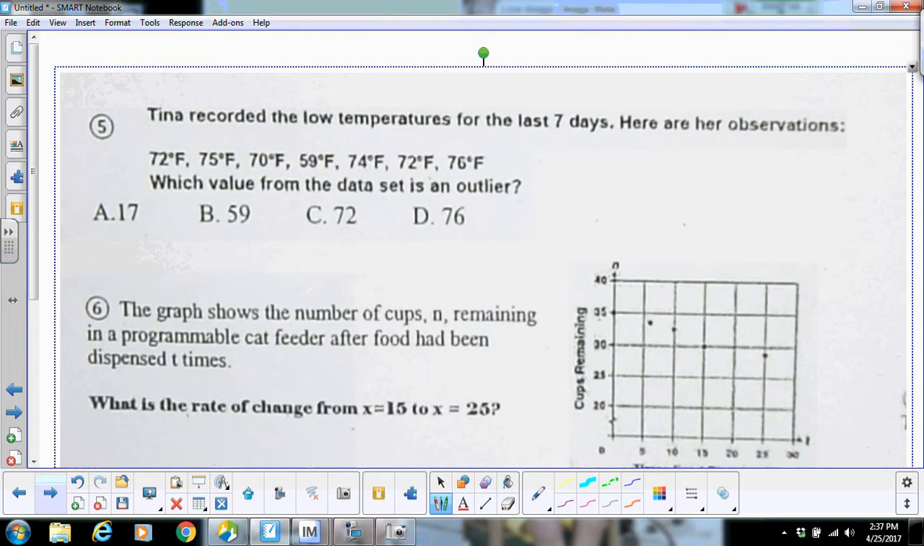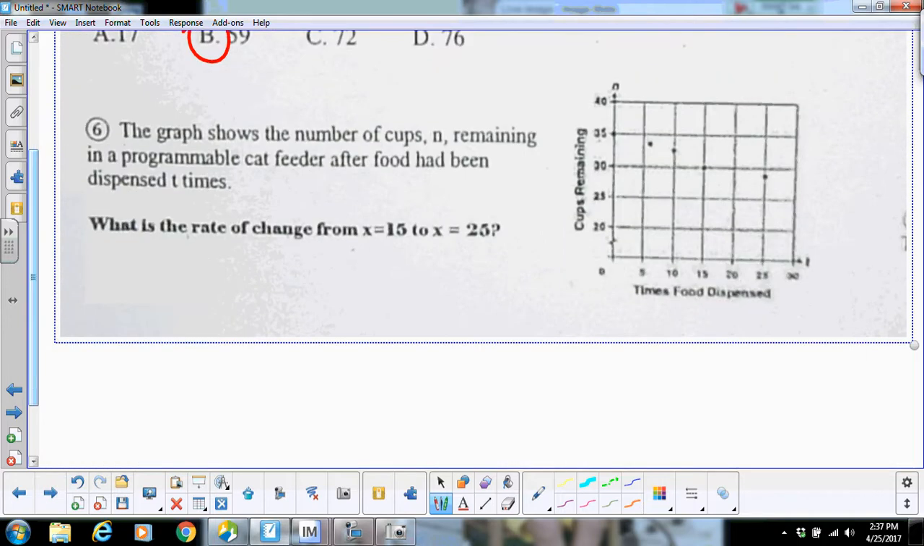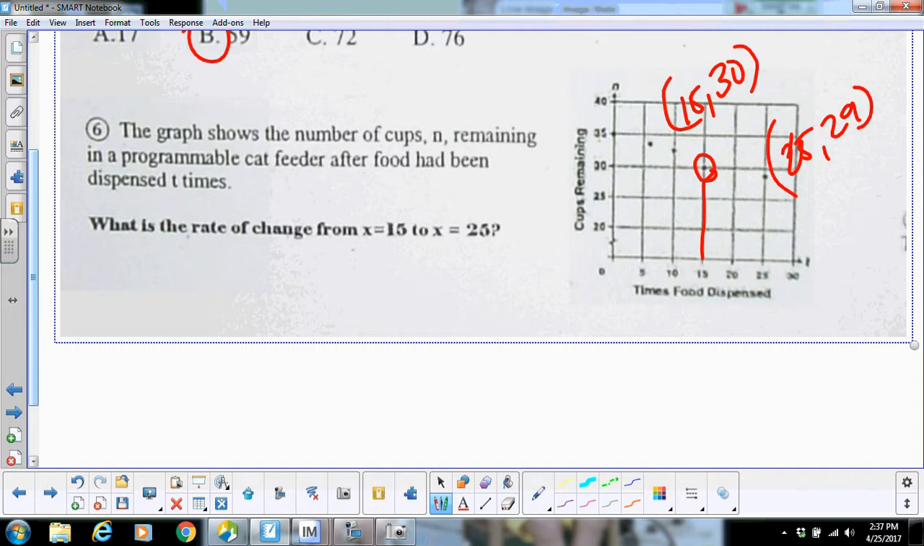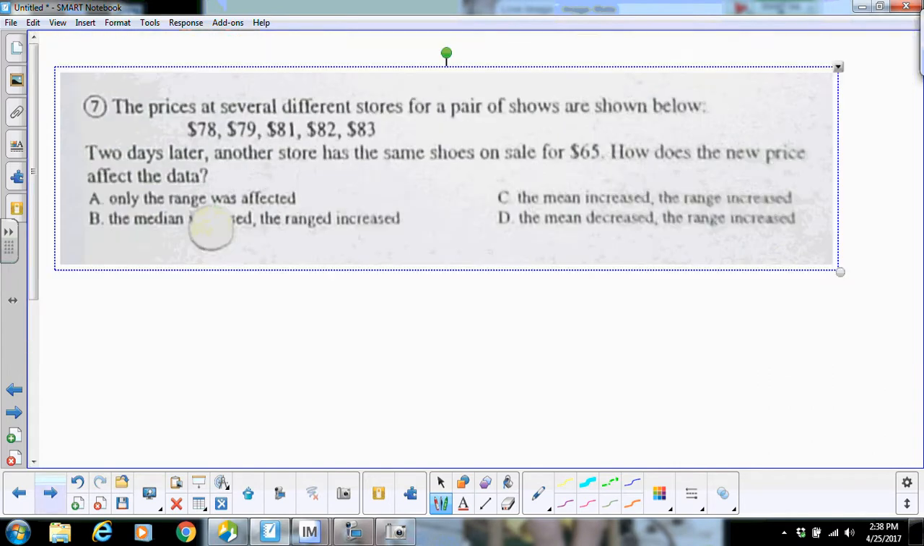All right, which value from the data set is an outlier? So which one is very, very far off? That's going to be your B, 59. Okay, and then number 6 is asking you about the rate of change from x equals 15 to x equals 25. At 15, we are at 30, and at 25, we're at approximately 29. So you just need to do the rate of change there. You can do that without the calculator, just by doing y minus y over x minus x if you want to. All right, number 7.